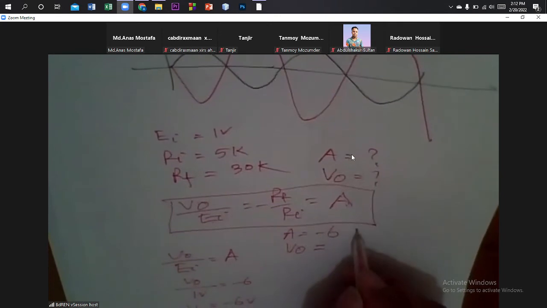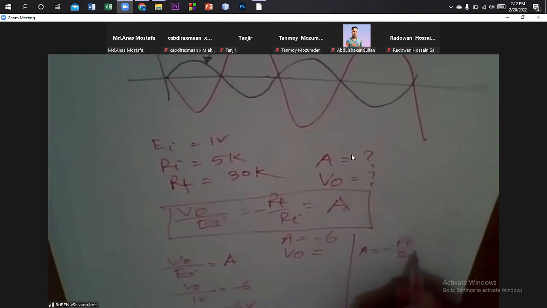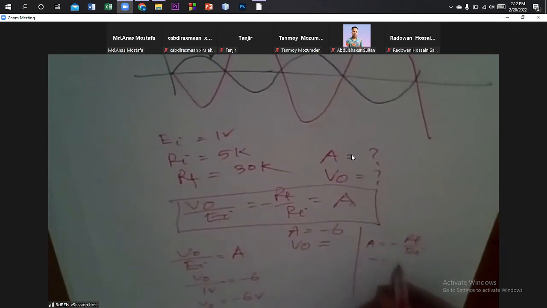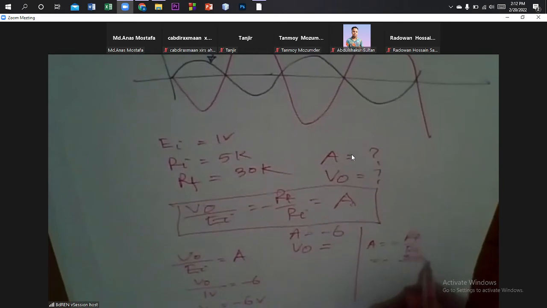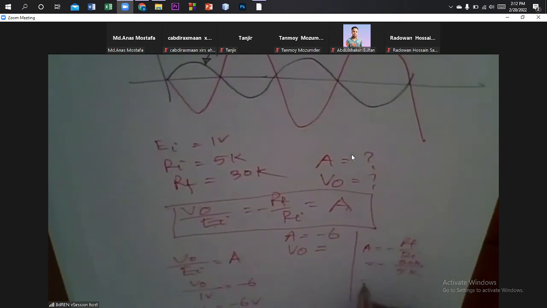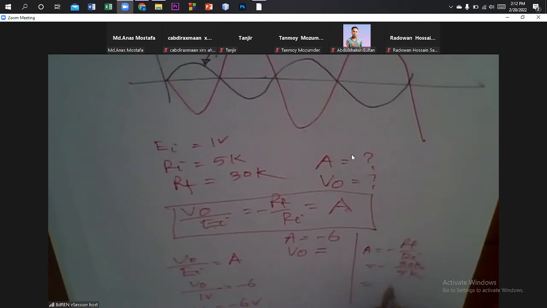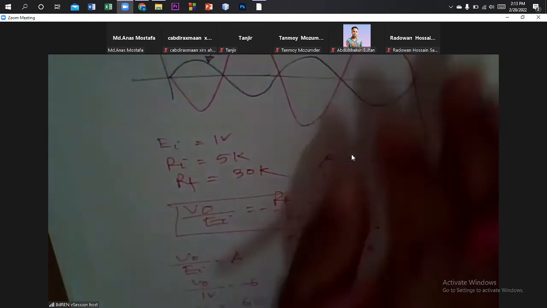And how can you find A? A is equal to minus RF by RI. So what is the value of RF? 30K. And what is RI? 5K. So the value is minus 6. Very easy. Clear? We shall practice.